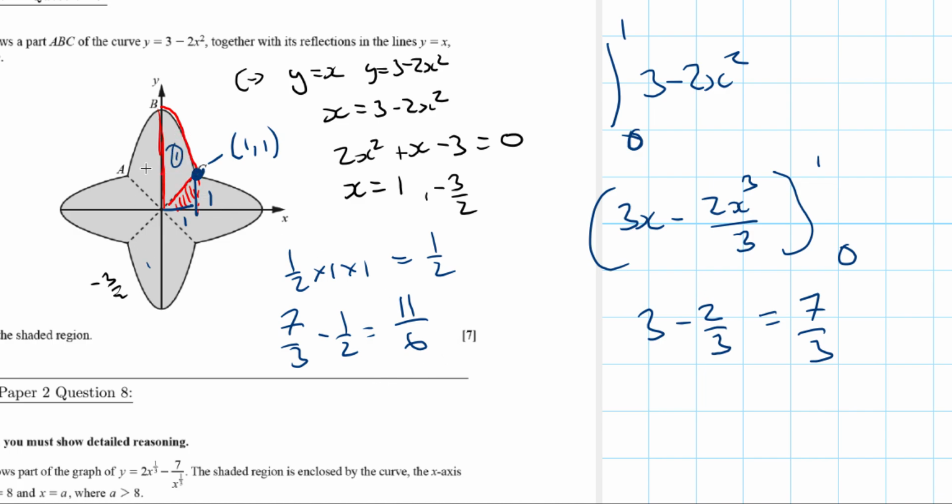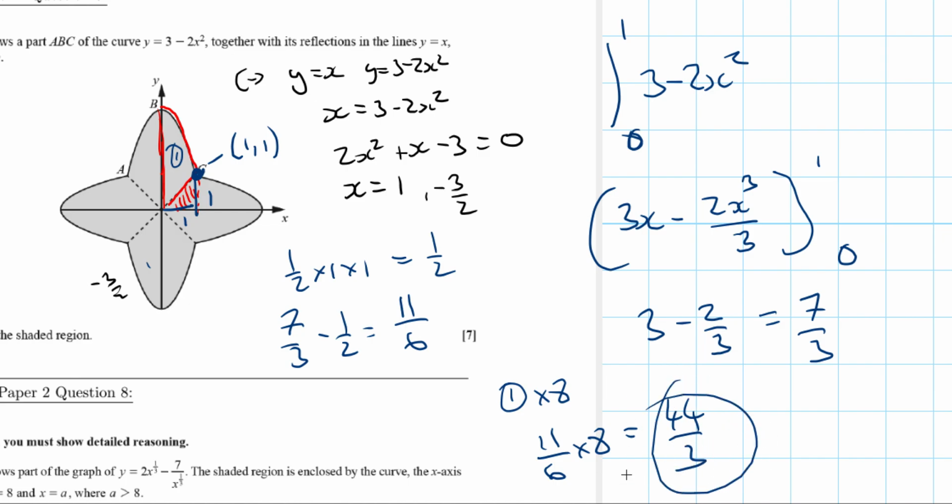And we've got 8 of those, so we're going to go round and multiply that by 8. So it's going to be our area 1 times 8, so 11 over 6 times 8. And that gives a total area of 44 over 3. And that is your answer to this question.